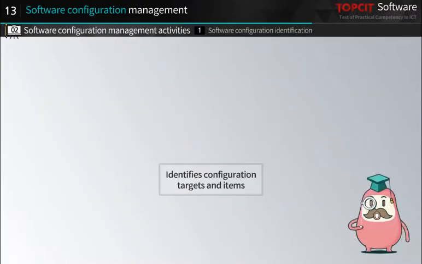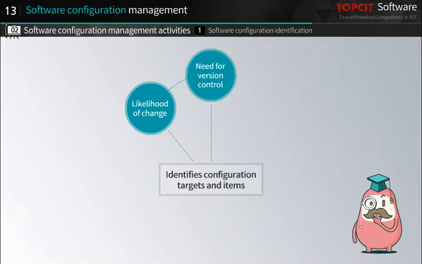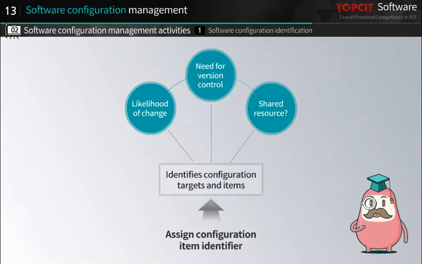The configuration manager identifies the configuration targets and items, considering the likelihood of change, need for version control, and whether it is a shared resource. He or she assigns the configuration item identifier to the identified configuration item.